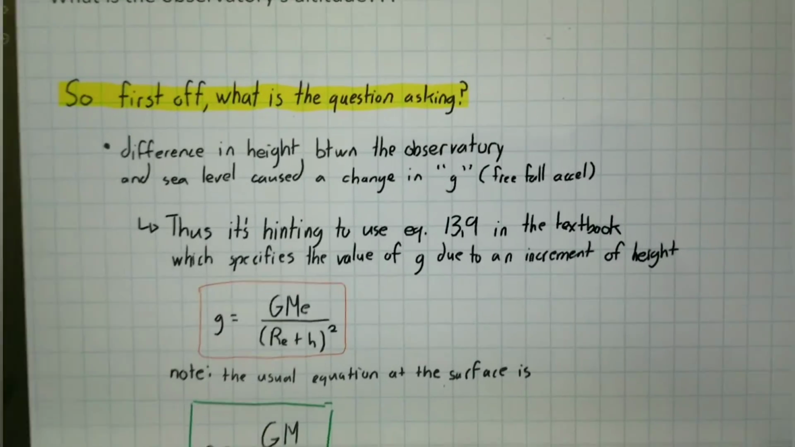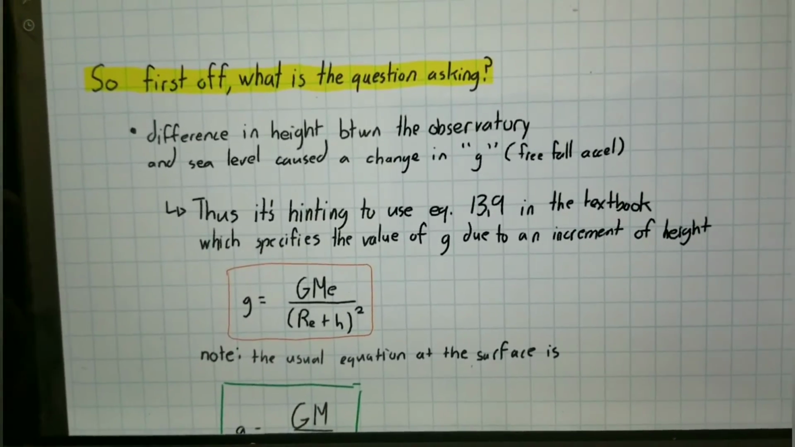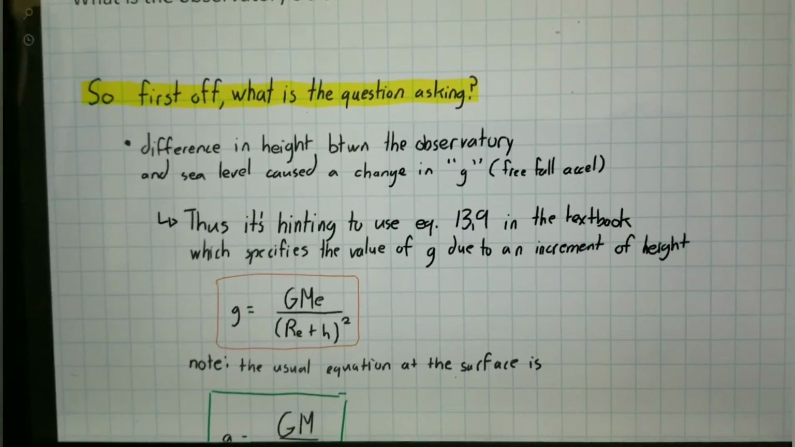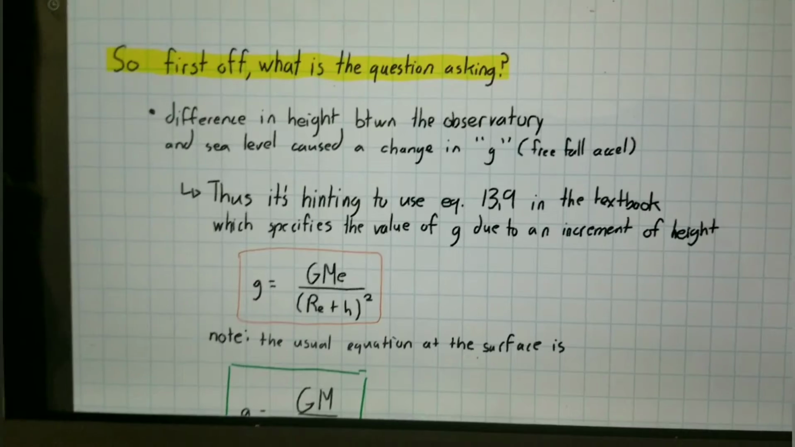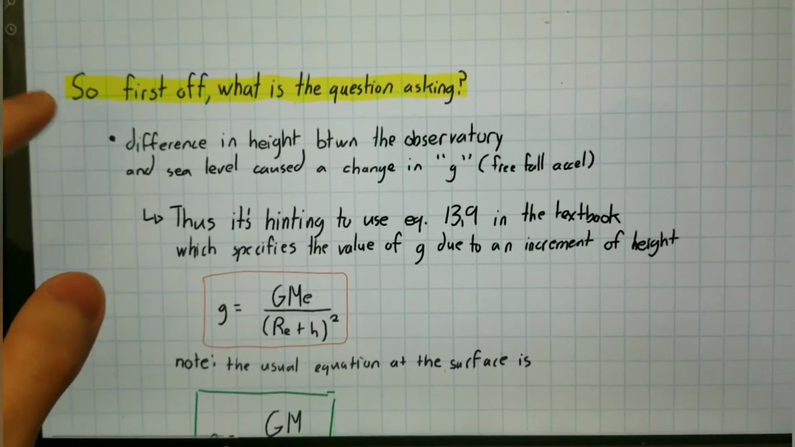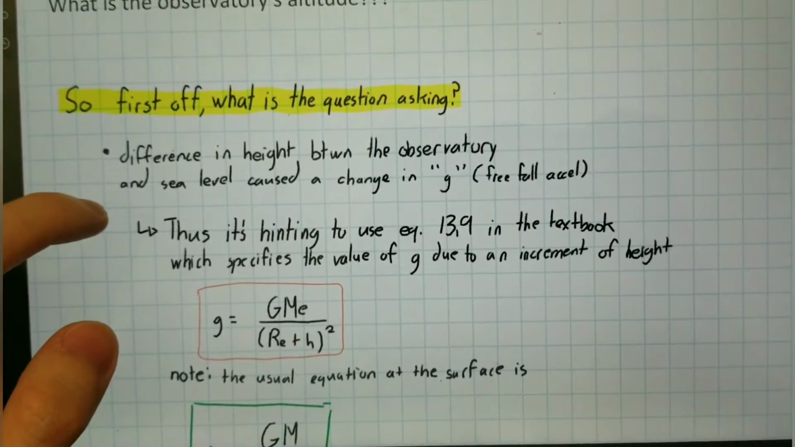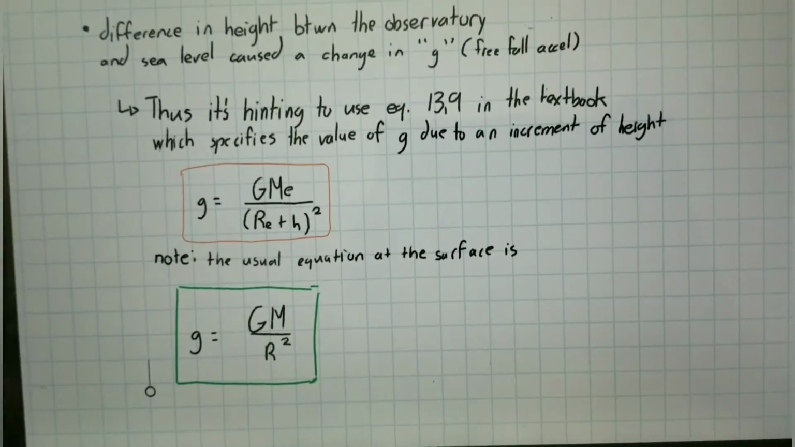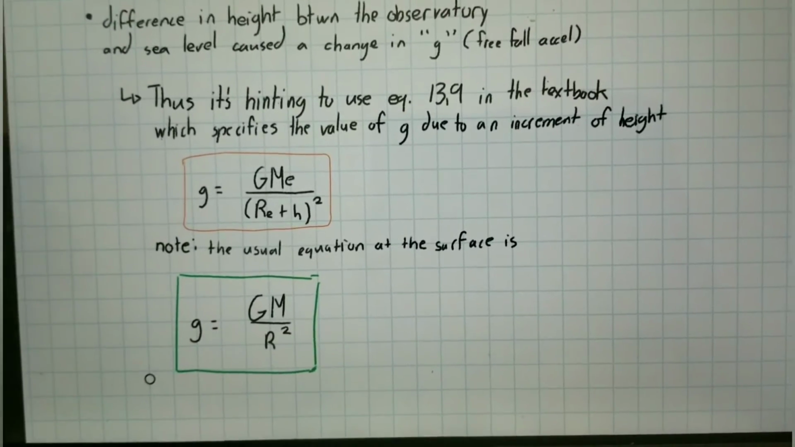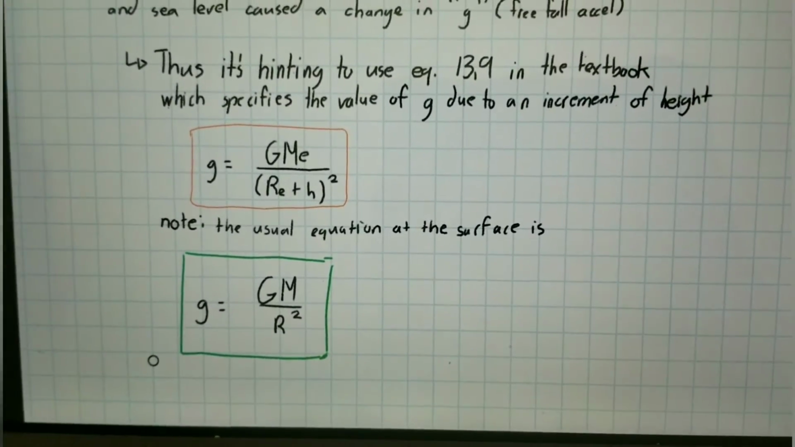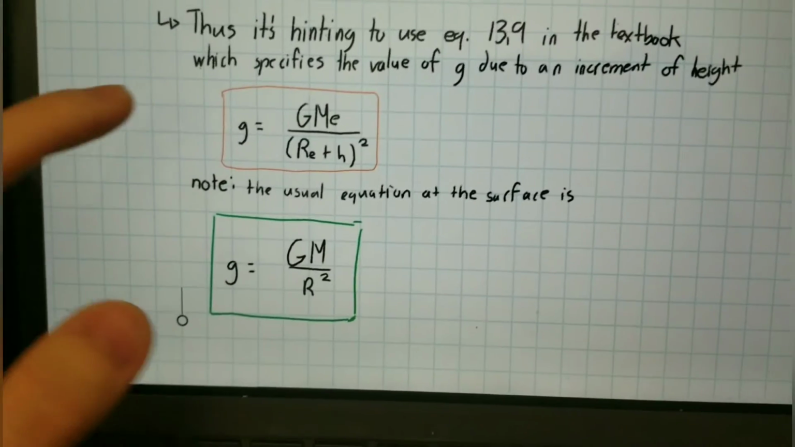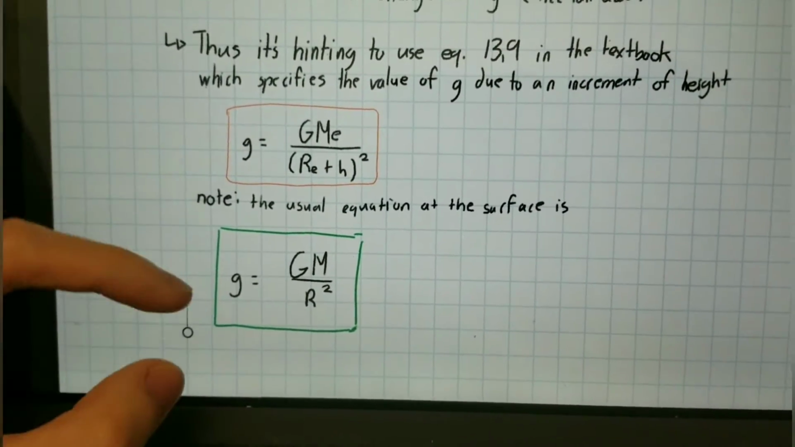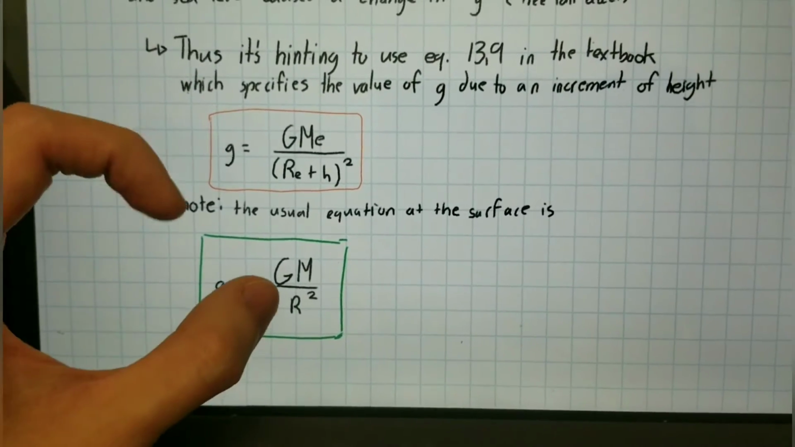My philosophy for these kinds of problems, or any problem really, is trying to find the foundation to solve the problem. So first off, we have to find out what it's asking. We know that there's a difference in height between the observatory and sea level that caused a change in the G value. Thus, it's hinting at us to use a different equation that also includes the height of the observatory that we're trying to find, as you can see right here. The only difference between the regular equation that we're used to and this one is the addition of h in the denominator.